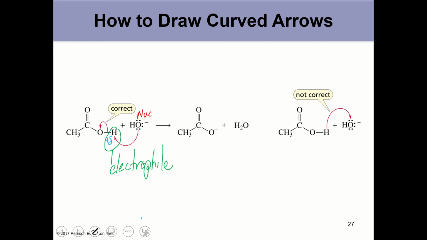What is one of the ways that you could incorrectly draw arrows? Drawing an arrow from the electrophile to the nucleophile. So we're going from the electron acceptor to the electron donor when we're supposed to go from the electron donor to the electron acceptor. So they reversed their arrow and made a big mistake. Always point at the electrophile.